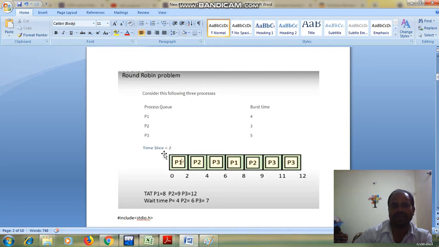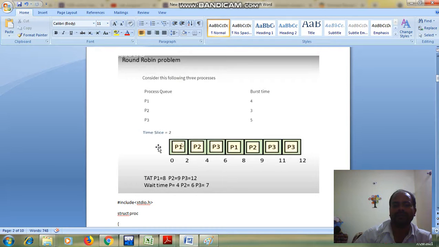What is time slice? Time slice is the time for which each of the three processes will be allocated the resources. So first P1 will be allocated the resource for 2 seconds. Next 2 seconds P2 will be allocated. Next P3 will be allocated. So let us see here. The burst time for P1 is 4 and P1 is allocated for 2 seconds. So P1 runs from 0 to 2 seconds.